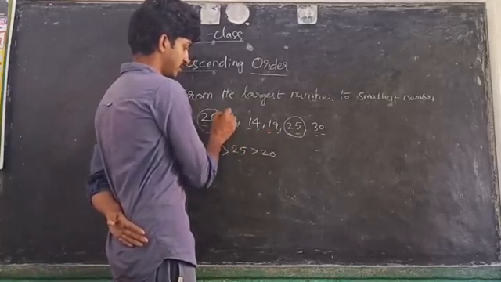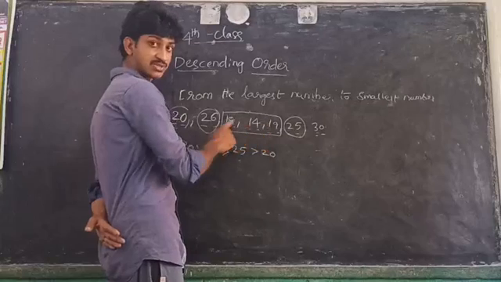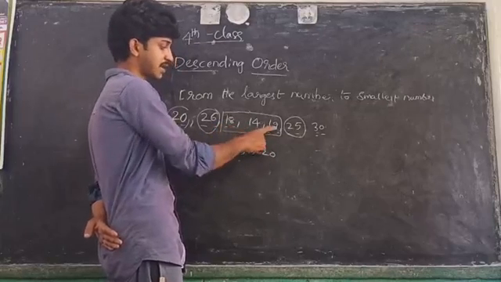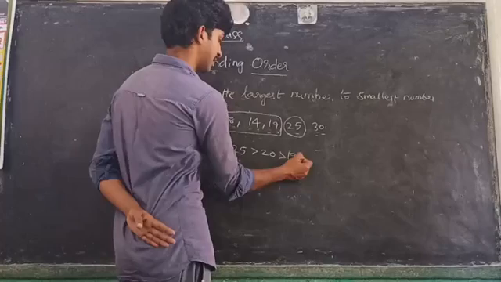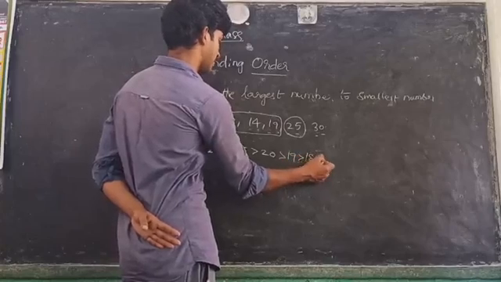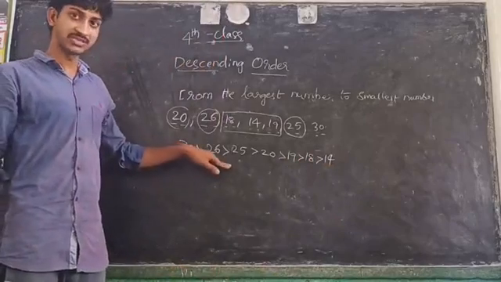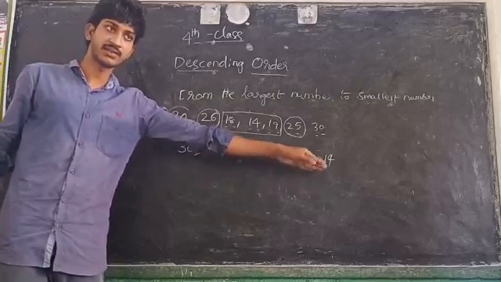Now among these three numbers, 1 is present in the tens place. So same. Then go to the next place, the ones place. Which number has the highest value? 19, greater than 18, greater than 14. So this is the descending order: 30 greater than 26 greater than 25 greater than 20 greater than 19 greater than 18 greater than 14.